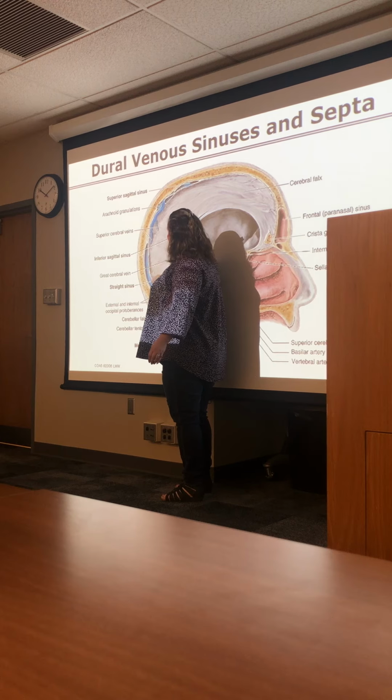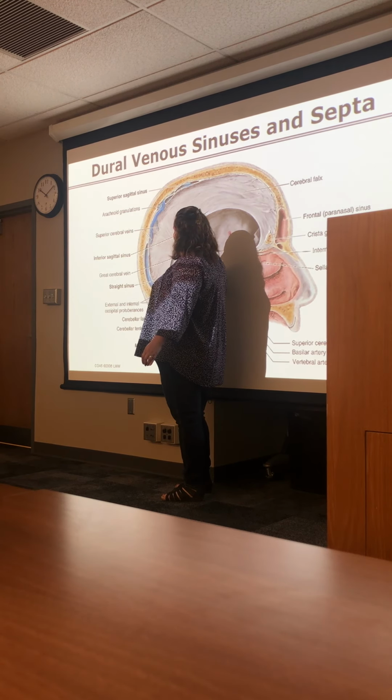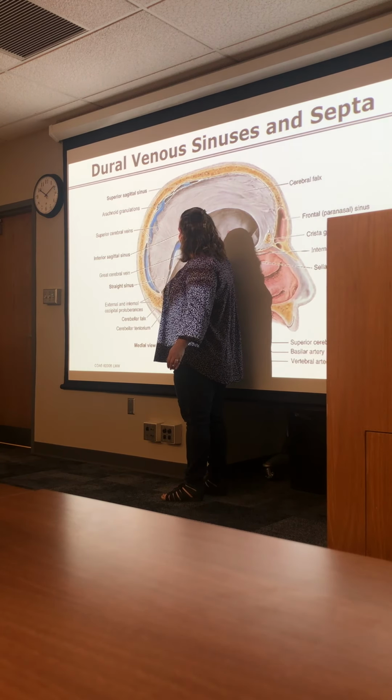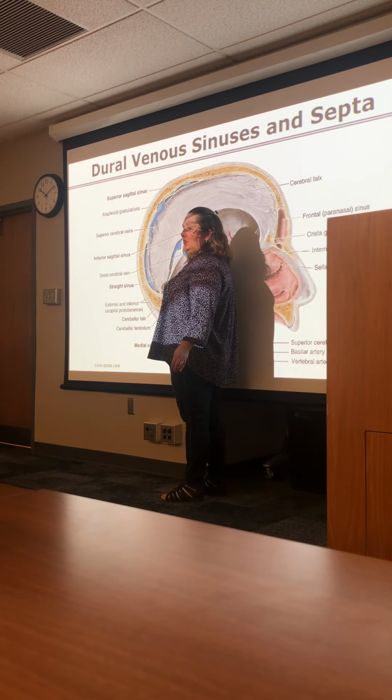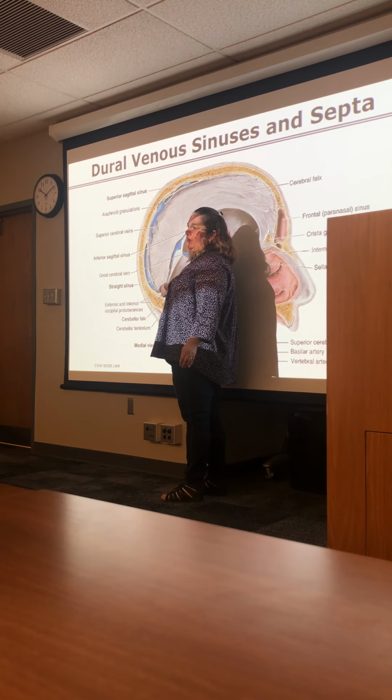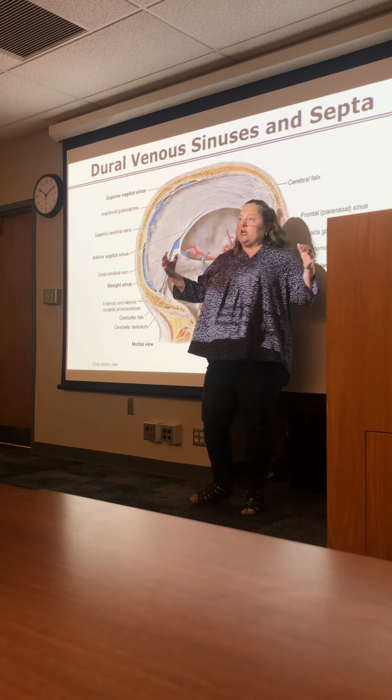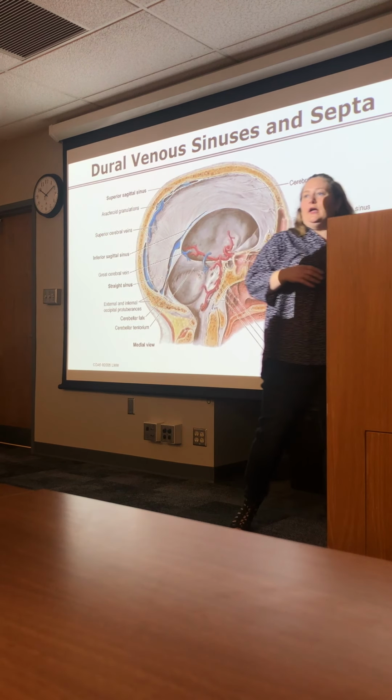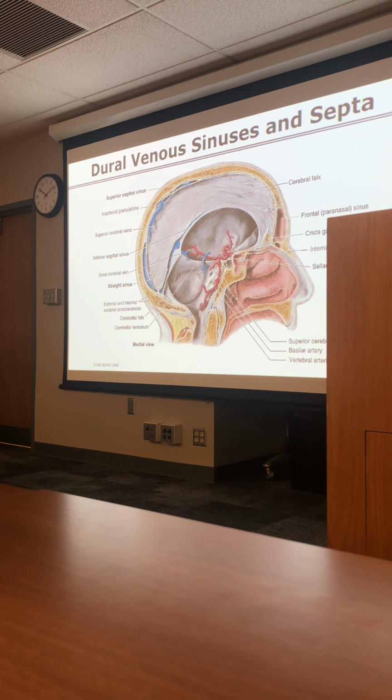And the blood in the superior sagittal sinus is heading posteriorly to this area right here, which is called the confluence of the sinuses. If you ever hear a confluence of a river, it's where different streams come together into a particular area. And so this is the confluence of the sinuses, because there's going to be a number of different sinuses that come back into that area.